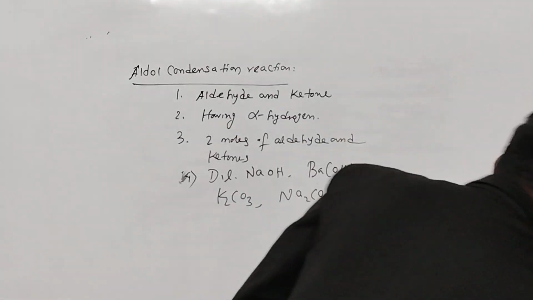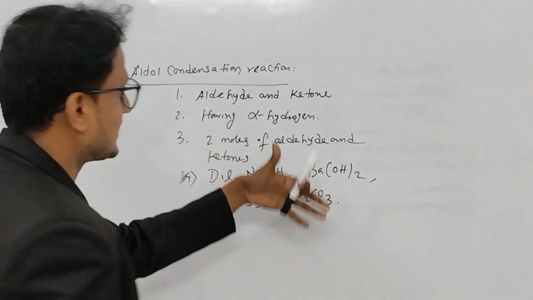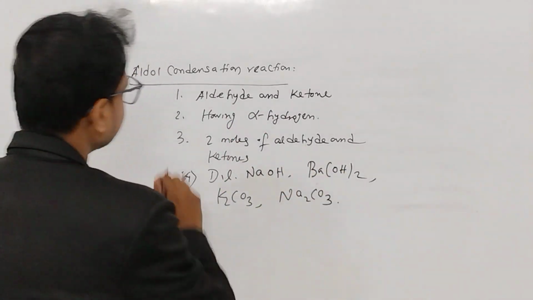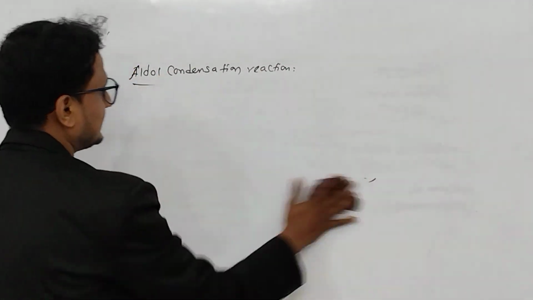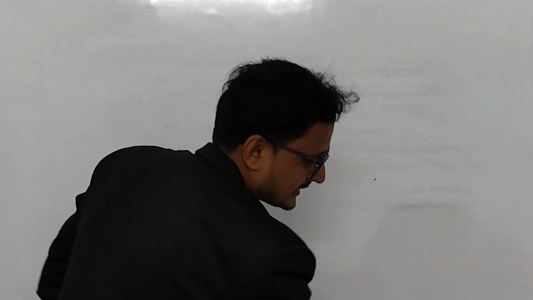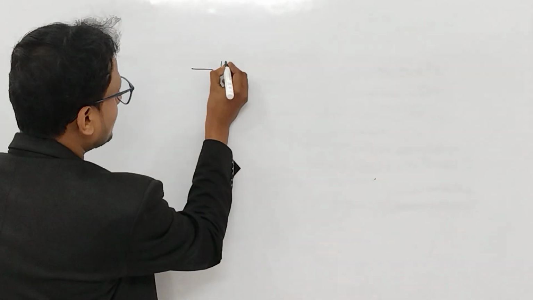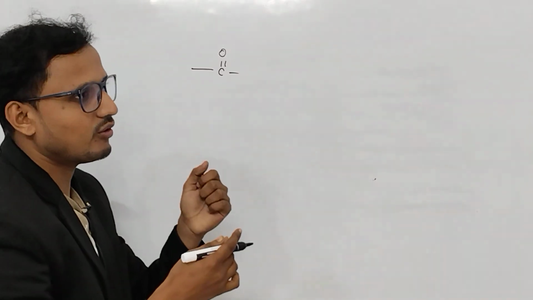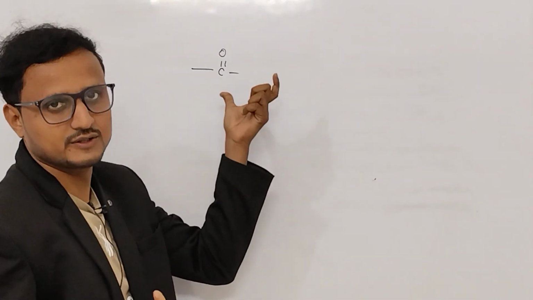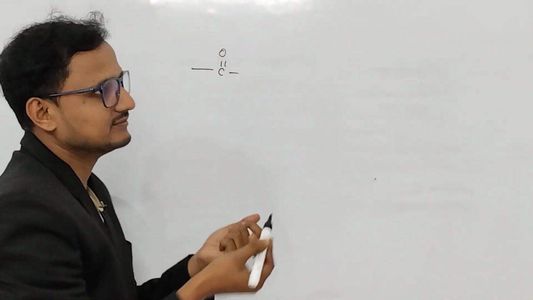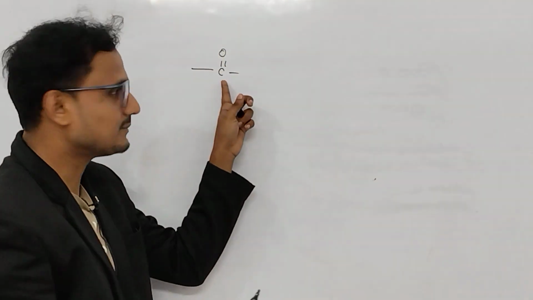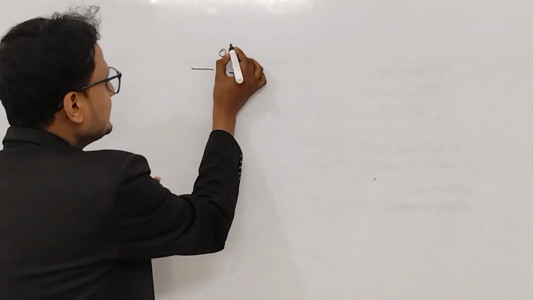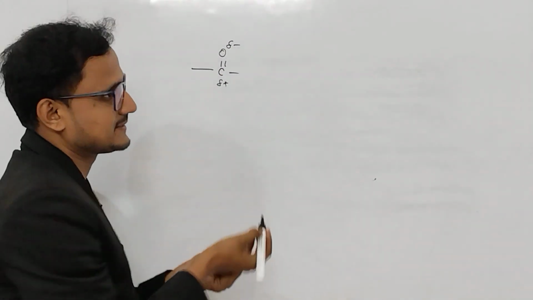Now let us see which are alpha hydrogens, meaning which compounds have the alpha hydrogen and what is the meaning of this alpha hydrogen. Let us take the example. We know that this is a carbonyl group, C double bond O, and we know the nature of this carbonyl group: this oxygen is more electronegative than this carbon. So this oxygen will pull the bonded pair of electrons toward itself, making the oxygen delta minus and this carbon delta plus.